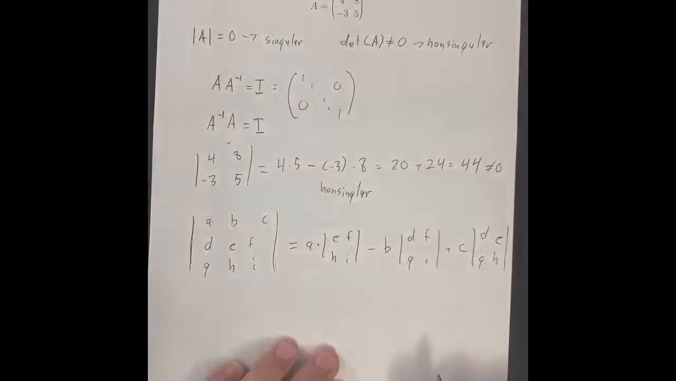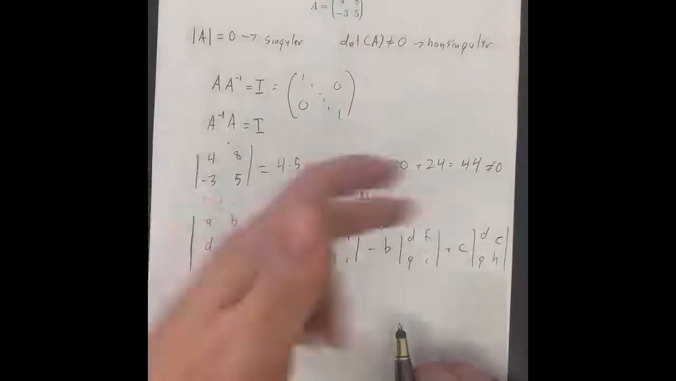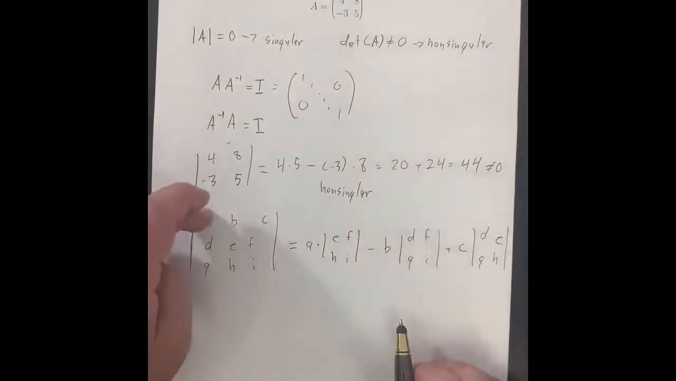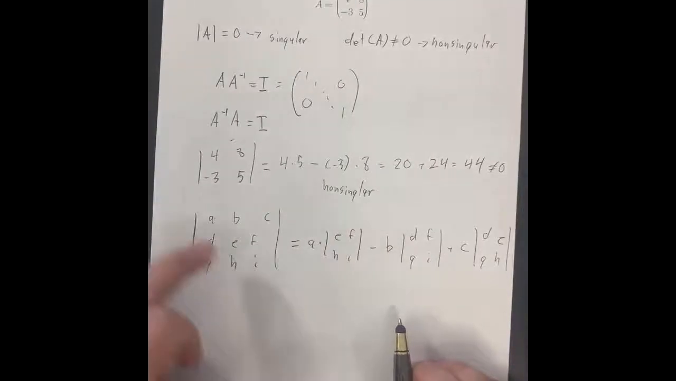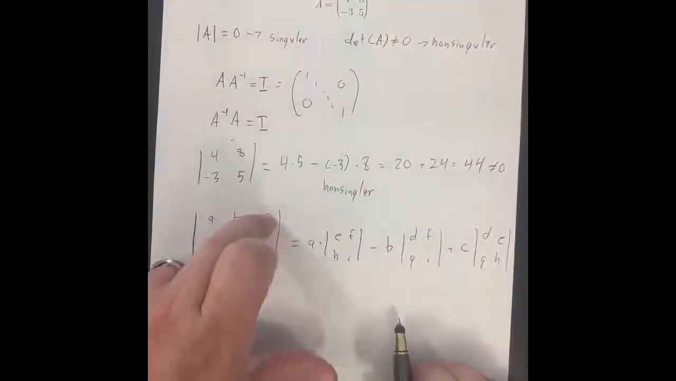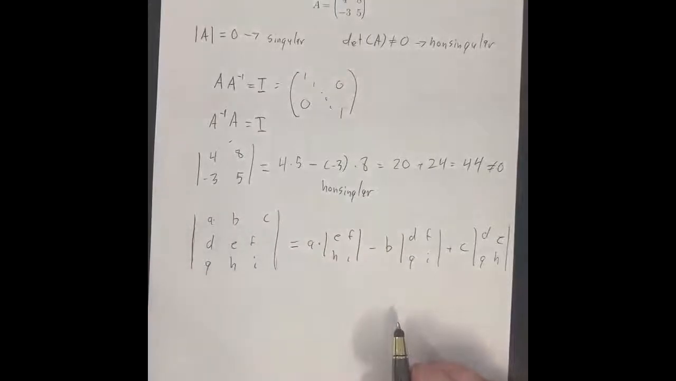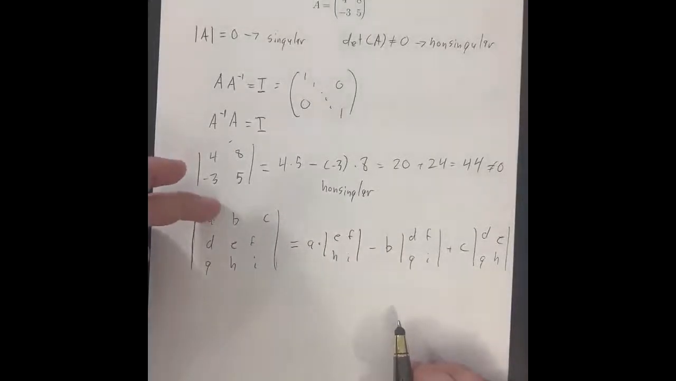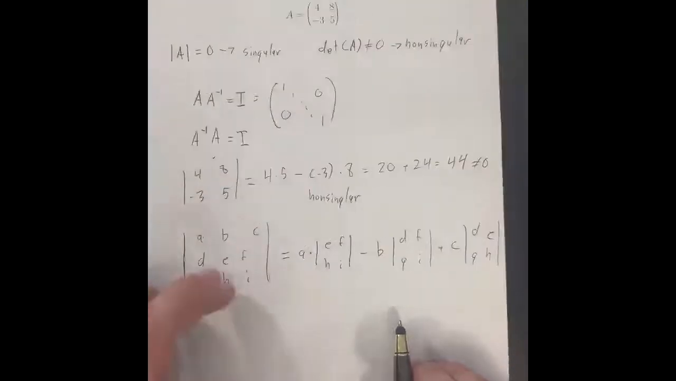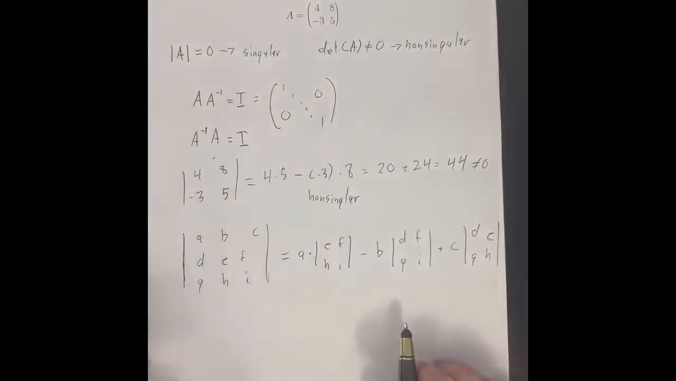All right. And you alternate. So you go along any row or any column, you take that entry times the determinant of the submatrix, and then you go minus the next one, plus, minus, and so on. Okay, and you could do this many different ways. So you could have gone down this first column or the second column, third column.